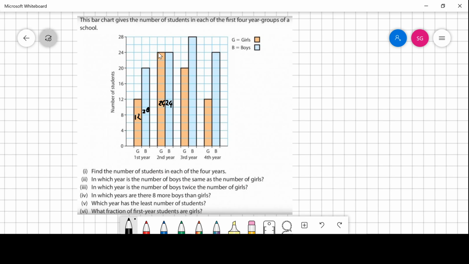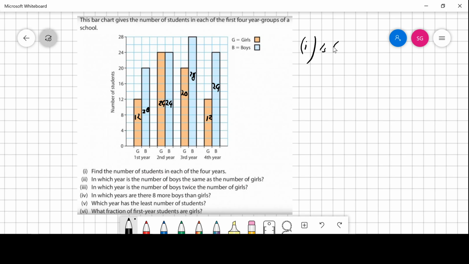So I'm going, okay, 24 girls, 24 boys, 20 girls, 28 boys, 12 girls, 24 boys. So there's 12 girls and 20 boys in first year, 24 girls and 24 boys in second year, 20 girls and 28 boys in third year, and 12 girls and 24 boys in fourth year. Okay. So first, find the number of students in each of the 4 years. So we're just going to add these together.